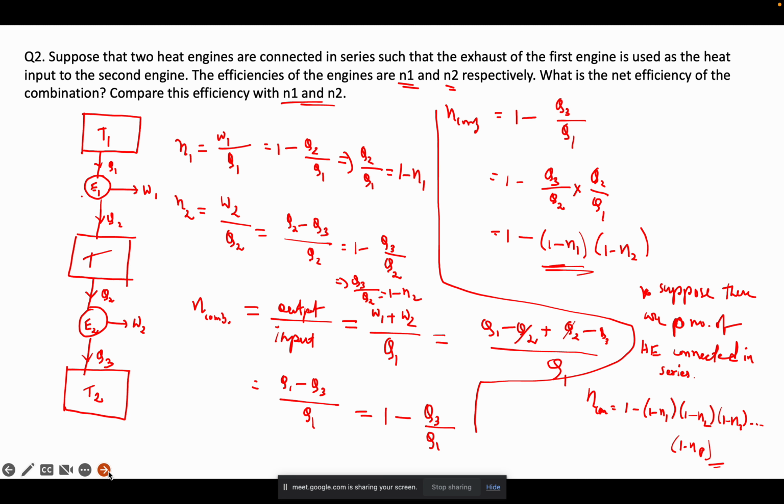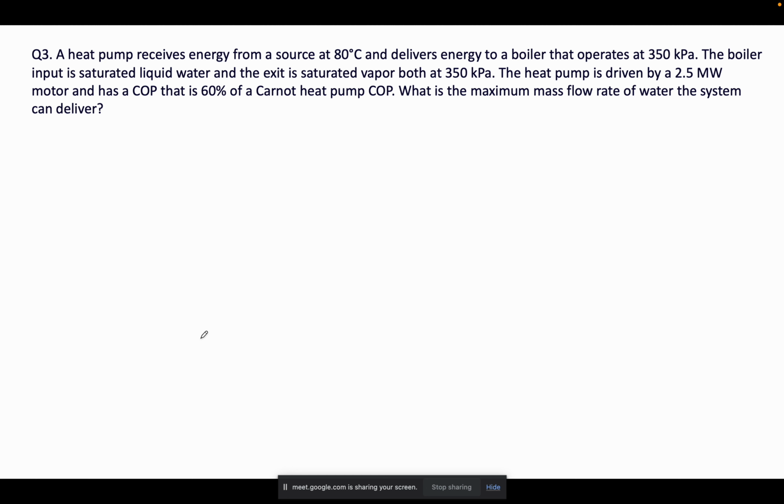Fine. Let us go to the next question. A heat pump receives energy from a source at 80 degrees Celsius and delivers energy to a boiler that operates at 350 kilopascal. The boiler input is saturated liquid water and the exit is saturated vapor, both at 350 kilopascal. The heat pump is driven by a 2.5 megawatt motor and has a coefficient of performance that is 60% of a Carnot heat pump COP. Now what is the maximum mass flow rate of the water system can deliver?